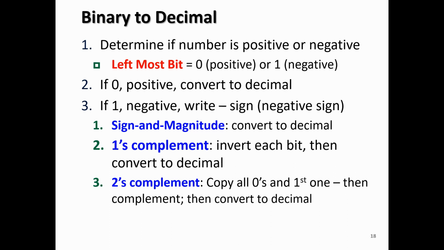And we're basically going to do the same process that we did going from decimal to binary, now from binary to decimal. So in the case of the 1's complement, we invert each of the bits, okay? And then we convert that number to decimal. In the case of the 2's complement, we copy all of the zeros and the first one, okay? That's the shortcut method. Then we complement each of the remaining bits, right? Then we convert that binary number that we obtained to a decimal. Okay, so let's do a few examples.